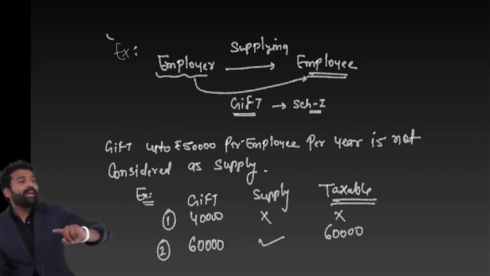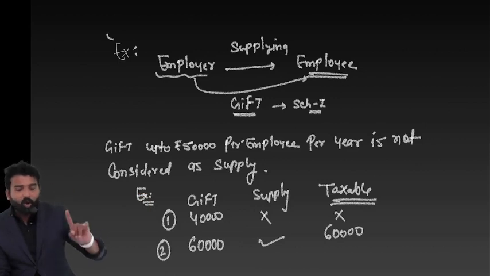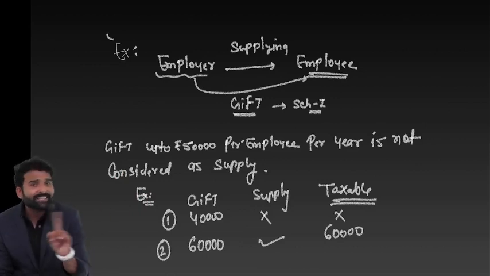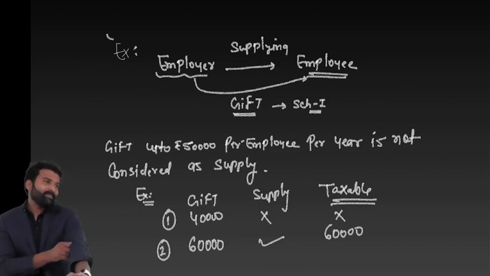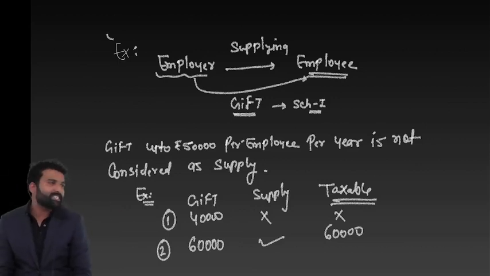Only when the employer is giving a gift to an employee, then up to 50,000 per year per employee. Not for other relatives, only employees. Sir, if it is more than 50,000, then the complete amount is taxable.